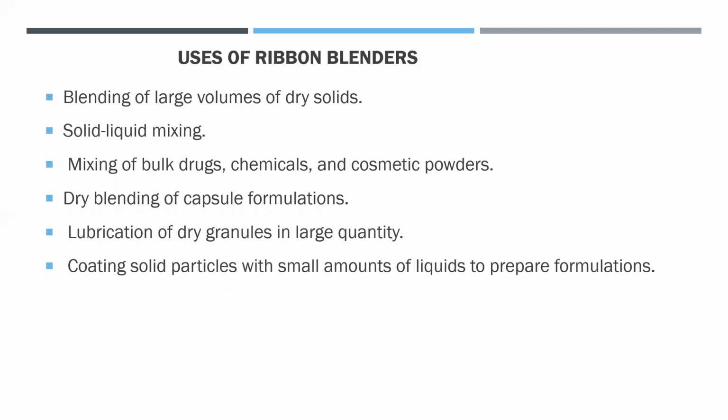Second, this ribbon blender is used for solid-liquid mixing. Next use, the mixing of bulk drug chemicals and cosmetic powder. Fourth, the dry blending of capsule formulation. So this ribbon blender is mainly used for the dry blending of the powders used in the capsule formulation.